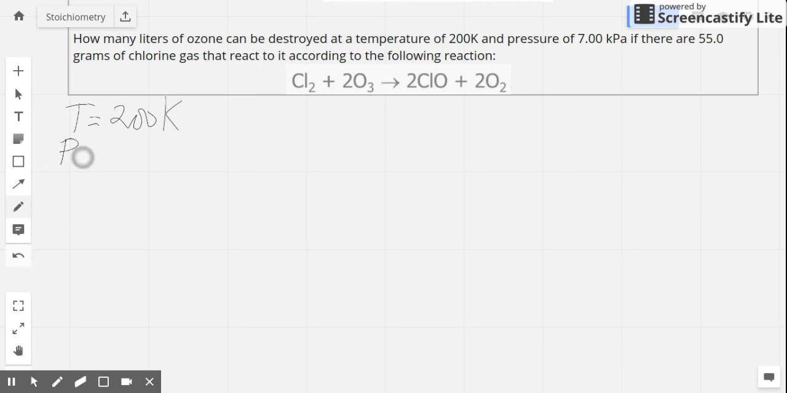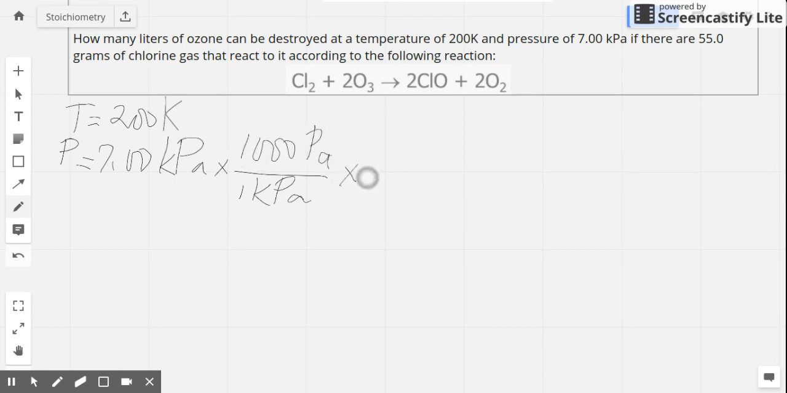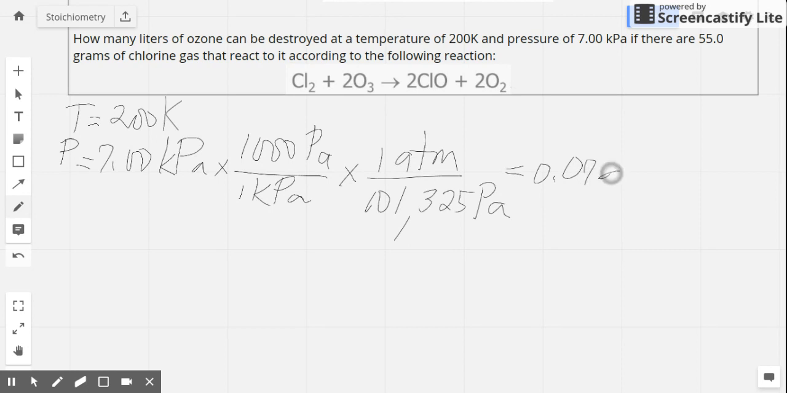Pressure is in kilopascal. That's 7.00 kilopascal. But you know that you need to convert your pascal to atmosphere. So let's do the conversion now. Times, you know that in 1 kilopascal, there are 1,000 pascal. And you know that in 1 atmosphere, there are 101,325 pascal. So in this case, we will get up to two decimal places, so we will get 0.07 atmosphere. So this is now our new pressure in atmosphere.